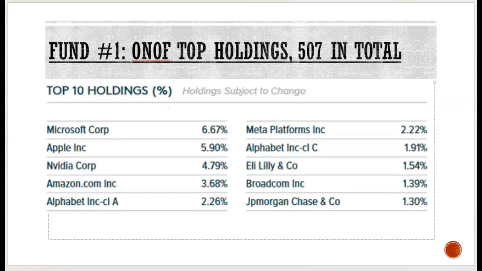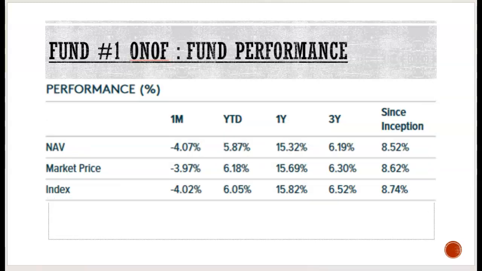Now let's jump into the next section. Okay, what are our top 10 holdings? Well, check it out. You've got 507 holdings first off. And then from there, when you break it down to the top 10, you have companies like Microsoft, Apple, Nvidia, Amazon, Alphabet A, Meta, Alphabet C, Eli Lilly, Broadcom, and JP Morgan Chase.